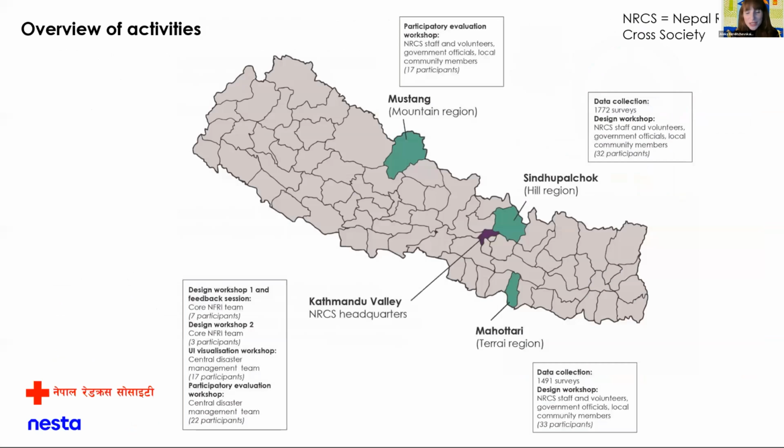I wanted to give a little bit of context on what the geography is and where we were working. So I've mentioned Sindhipalchik and Makatari, where we did data collection. This was also where we conducted design workshops that affected the algorithm development and tuning phase. And we also carried out participatory evaluation activities, in part in another district location, the Mustang region, as well as the central location with the Central Red Cross staff in Kathmandu.